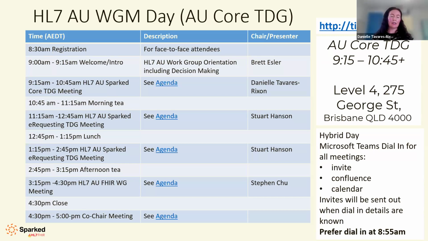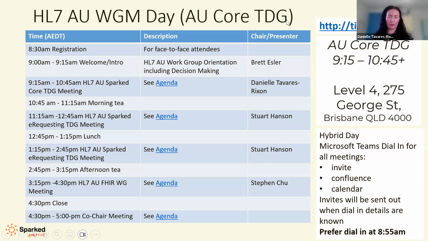Now, the dial-in details, we don't have them available yet. I'll be sending out meeting invites to people when I've been given the dial-in details from HL7 Australia. So that will come. We'll also make sure the dial-in details are in the usual spots, which are in Confluence on the agenda for the meeting. There's already an agenda there, and also on the calendar.